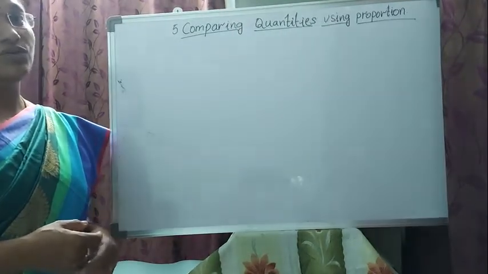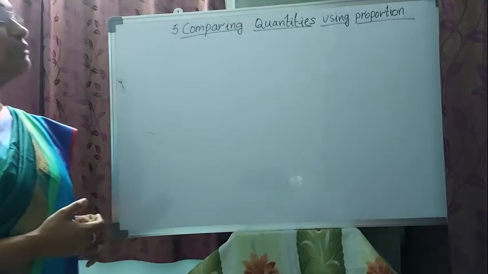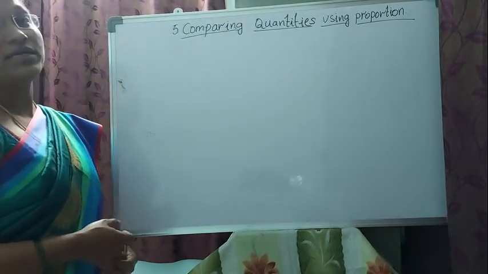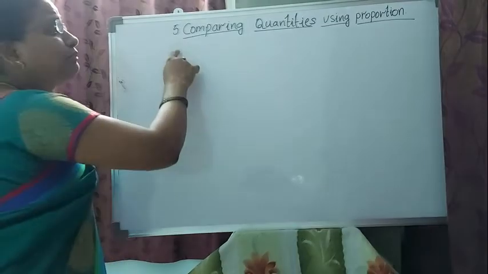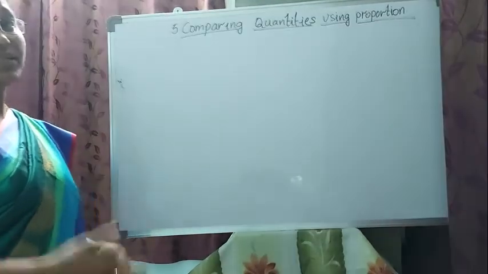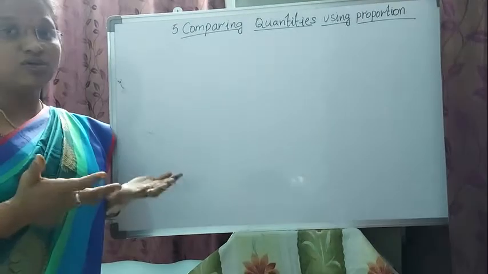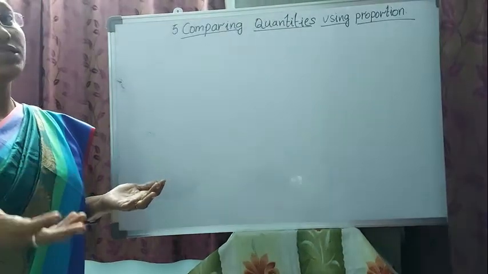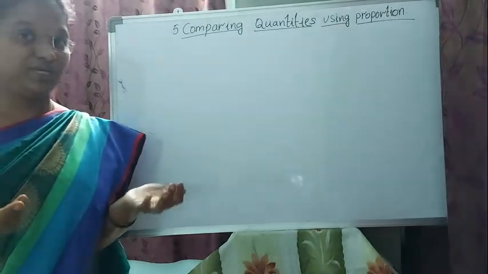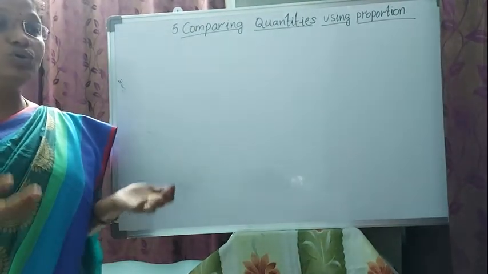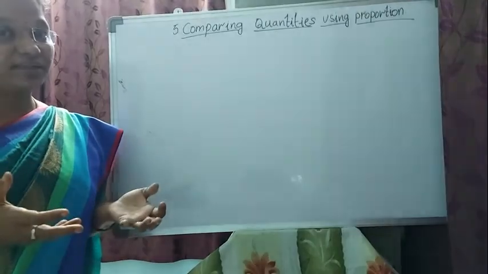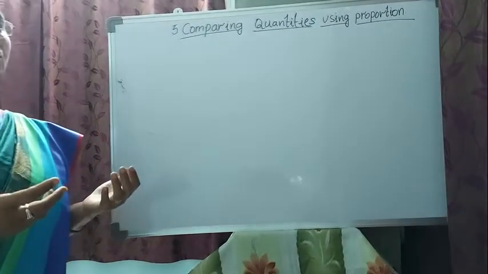Now come to the topic, comparing quantities using proportion. How to compare the quantities? For example, I have two weights: 10 kg of chocolates and 2 kg of chocolates. How to compare these quantities? Which is more? By subtracting or adding, we can do like that.